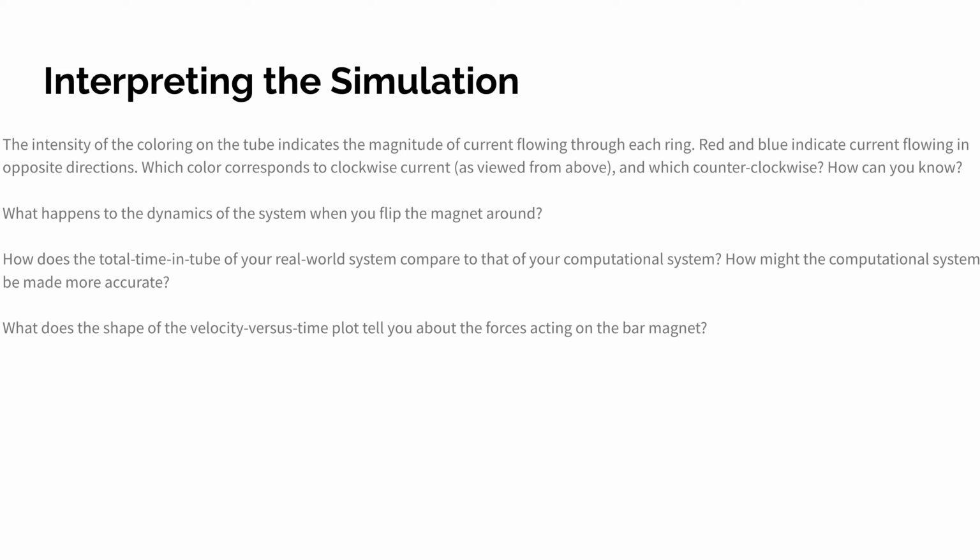The shape of the velocity versus time graph shows that the forces at first are not balanced, since we see a change in velocity, and when the magnet reaches the middle section of the tube, it seems as if the forces are now balanced, since the velocity is not changing drastically. Finally, at the end, the forces are also unbalanced.